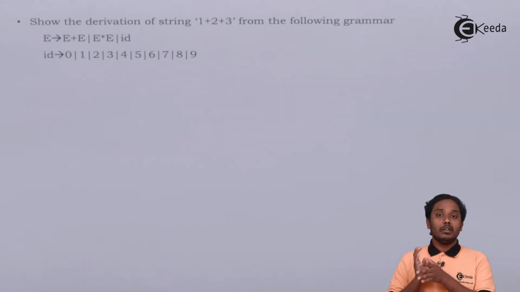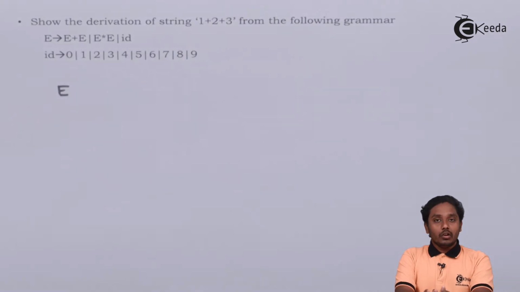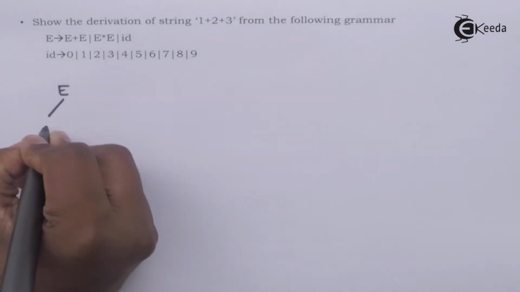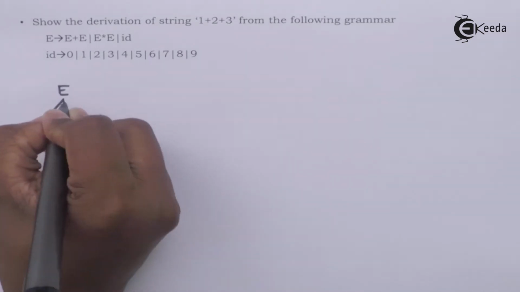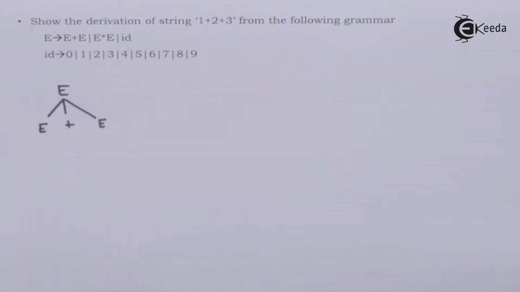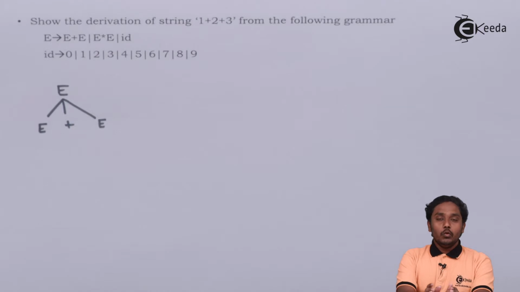Now let us try to derive the required string from this grammar. E will be the root of our tree because E is the start symbol. We know that we need two plus symbols in our required string. So we will be using the production E plus E twice. Let us use it first. You can see that over here there are two E's.